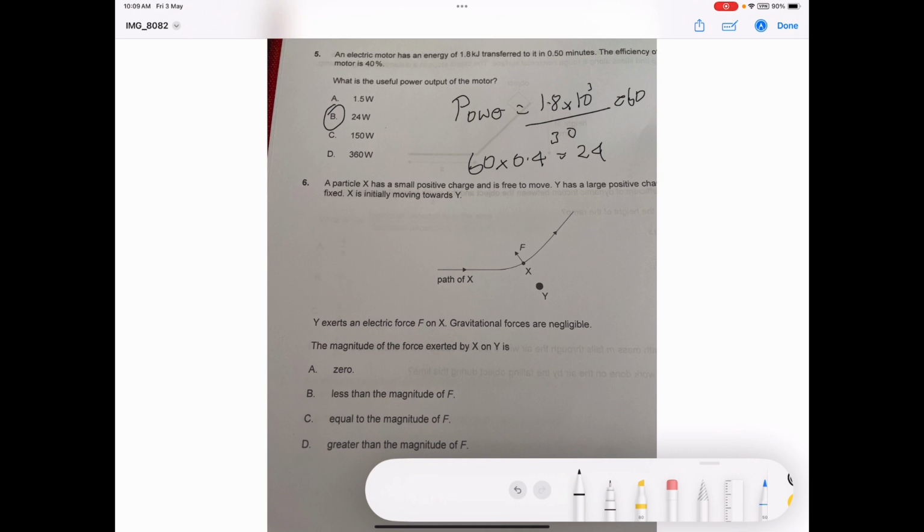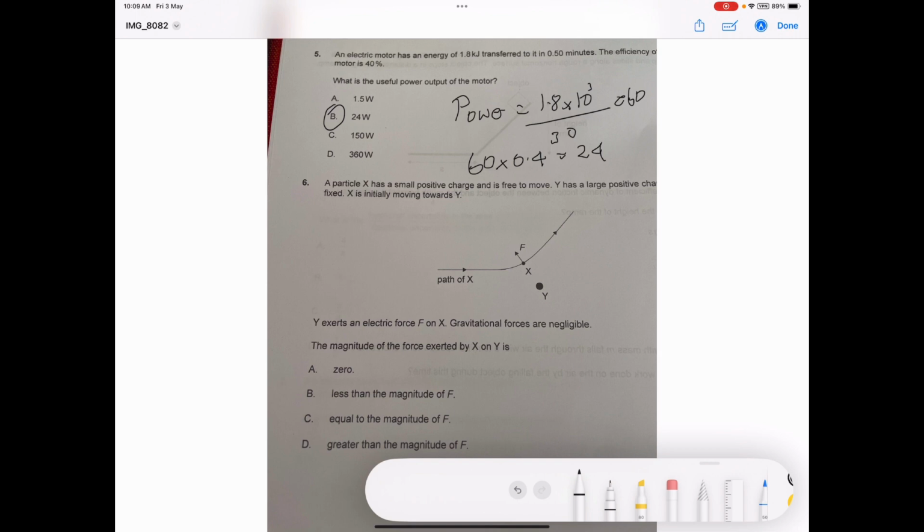Number 6. Particle X has a small positive charge and is free to move. Y has a large positive charge and is fixed. X is initially moving towards Y. Y exerts an electric force F on X. Gravitational forces are negligible. The magnitude of the force exerted by X and Y is which option? Well, I think in this one we have to go for Newton's third law. For every action there's equal and opposite reaction.